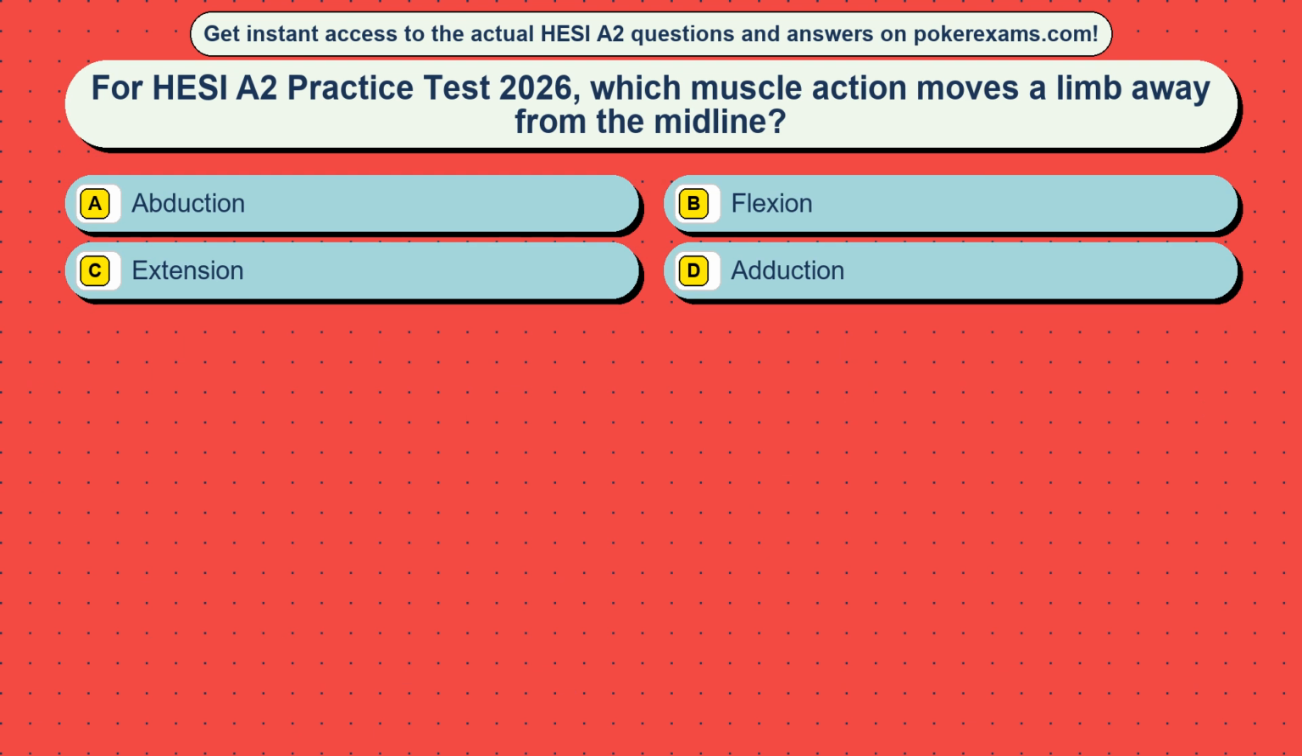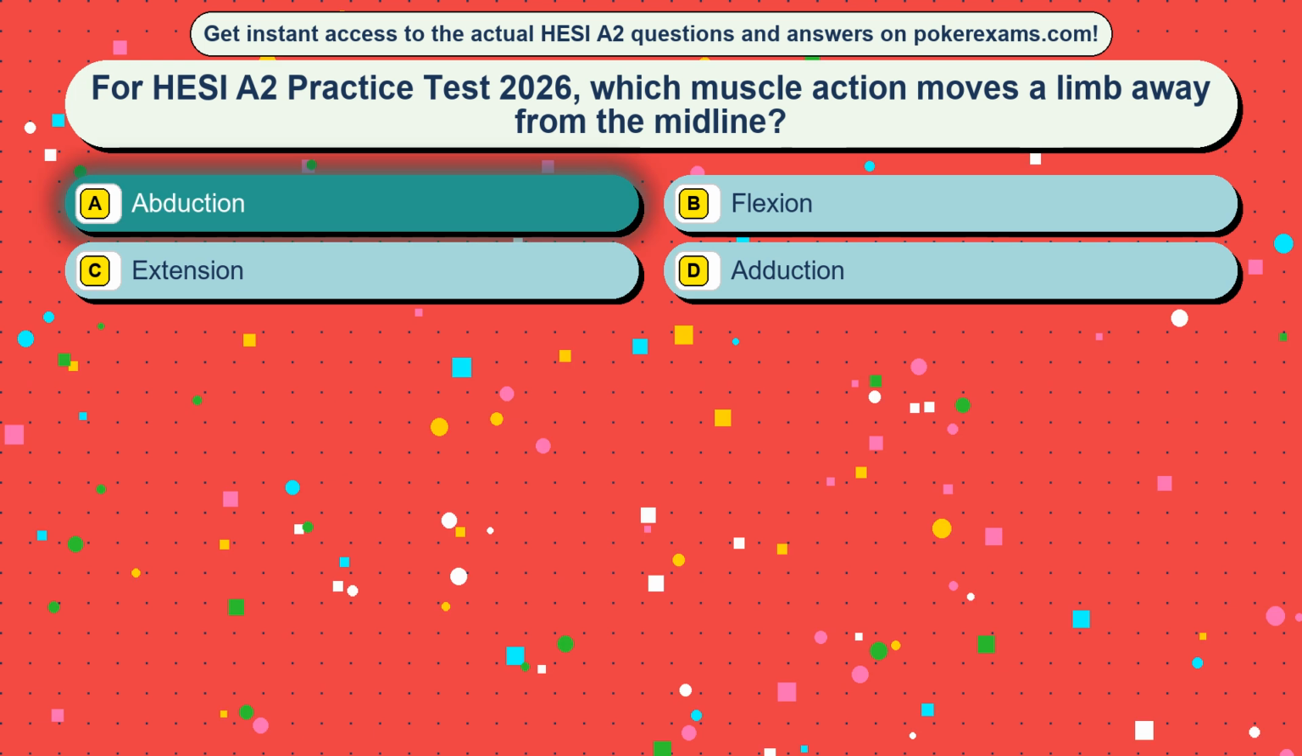Question 22. For HESI A2 Practice Test 2026, which muscle action moves a limb away from the midline? Option A, abduction. Option B, flexion. Option C, extension. Option D, adduction. The correct answer is option A, abduction.